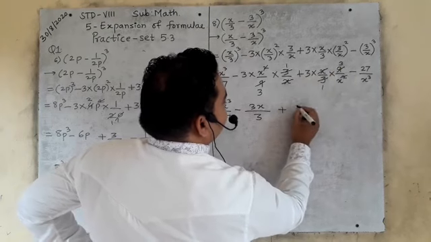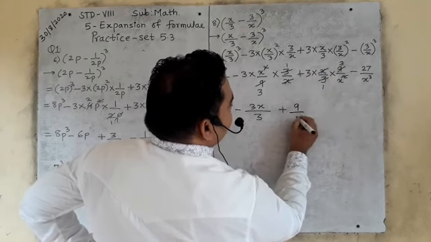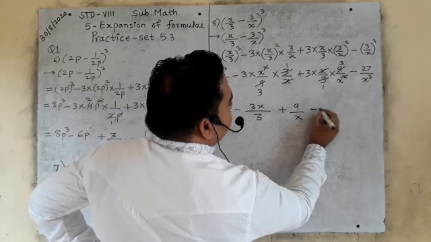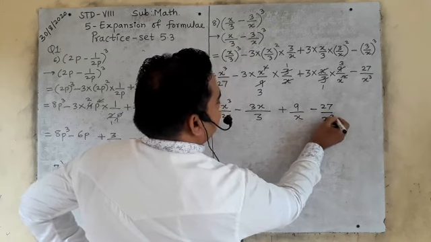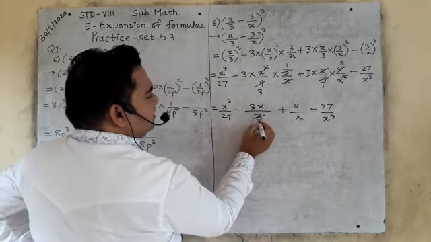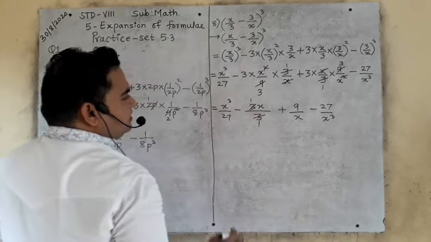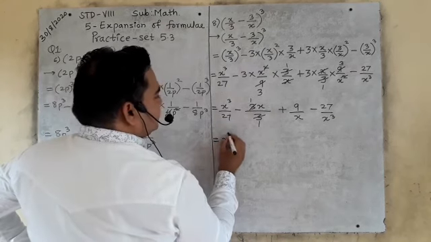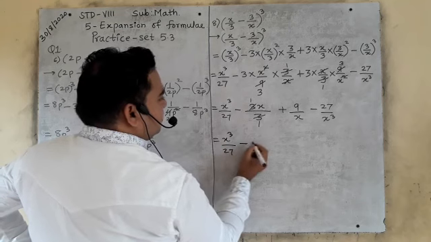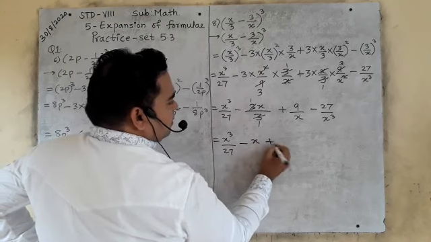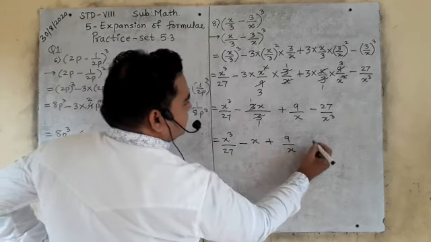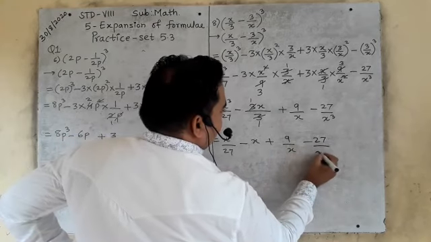So now plus, see this, what is left over from here? 3 and 3. 3 threes are 9. And here what is left? Only x. Minus 27 upon x cube. This will get cancelled. 3 ones are 3. Yes. So what is left over? x cube upon 27 minus x plus 9 upon x minus 27 upon x cube.